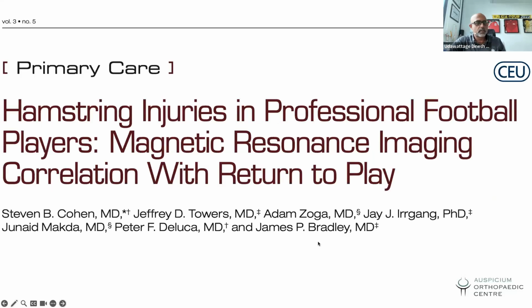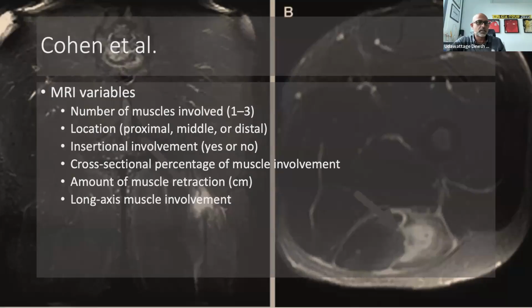So the Cohen paper, hamstring injuries in professional football players, used MRI imaging with a correlation to return to play. In this paper, of course, they looked at hamstring injuries, but they looked at a number of variables which were quite interesting, I think, and maybe can be applicable to other muscles. But of course, we have to take it with a pinch of salt, because they were looking specifically at hamstring, and they were looking at American football.